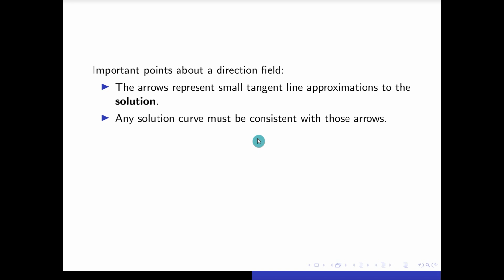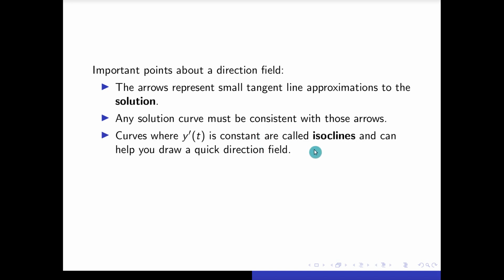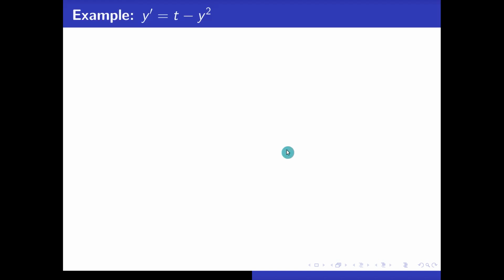Okay, and curves where y prime is constant are called isoclines, and they can help you draw a quick direction field. So we're going to do that in just a second. But before we do that, I should say that isoclines are generally not solution curves. Isoclines are curves where the derivative is constant, and they are generally not solution curves. Isoclines just help you draw the direction field. Good. Let's do an example.